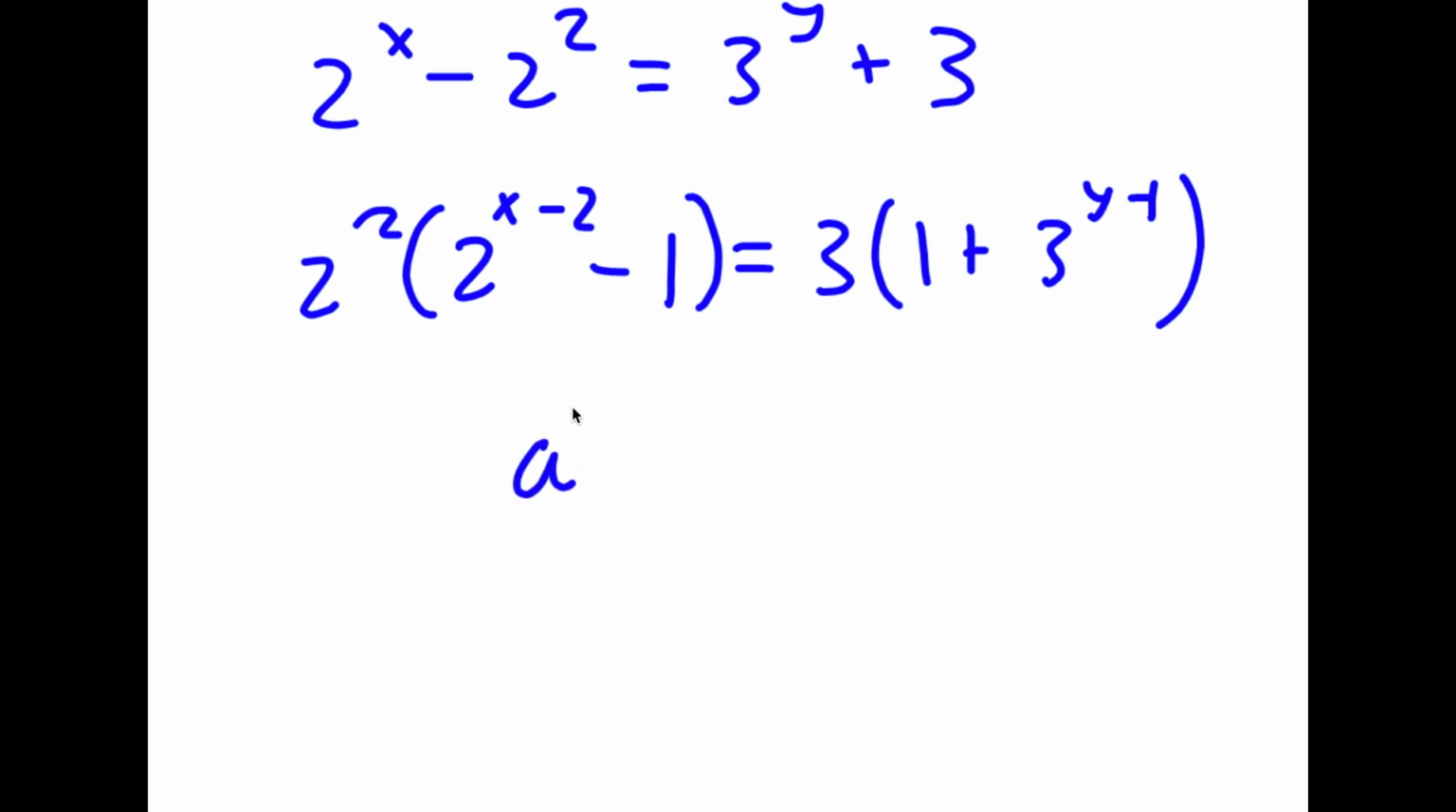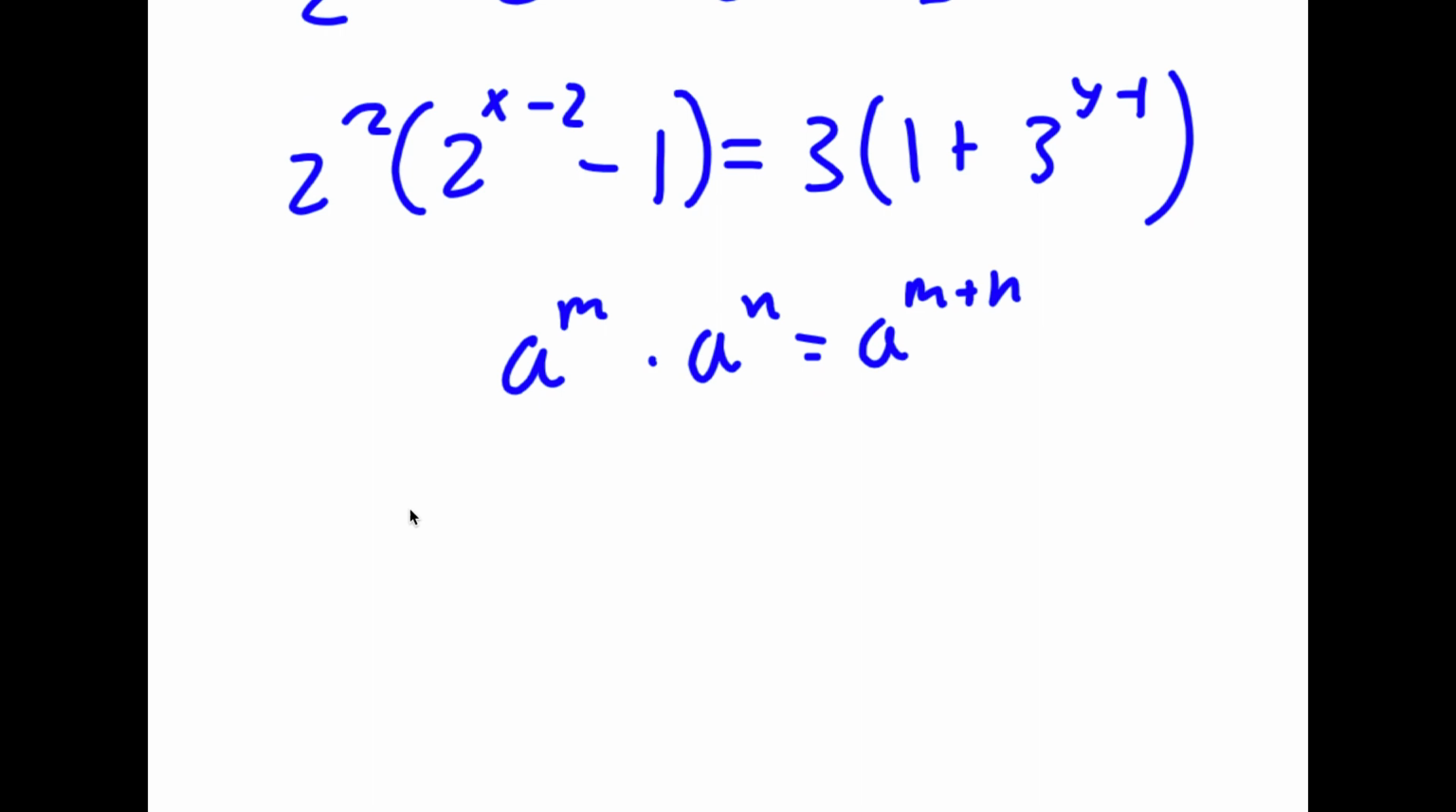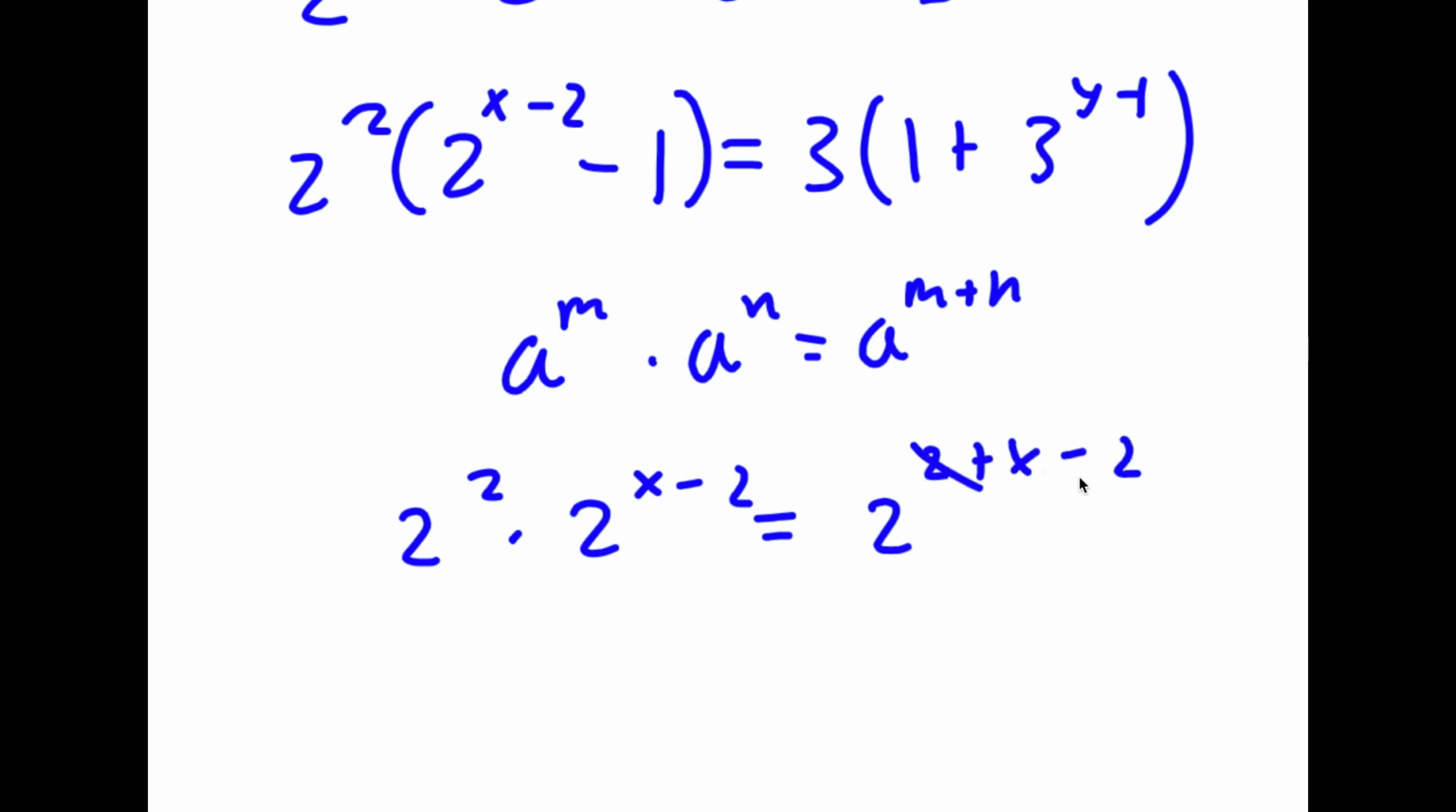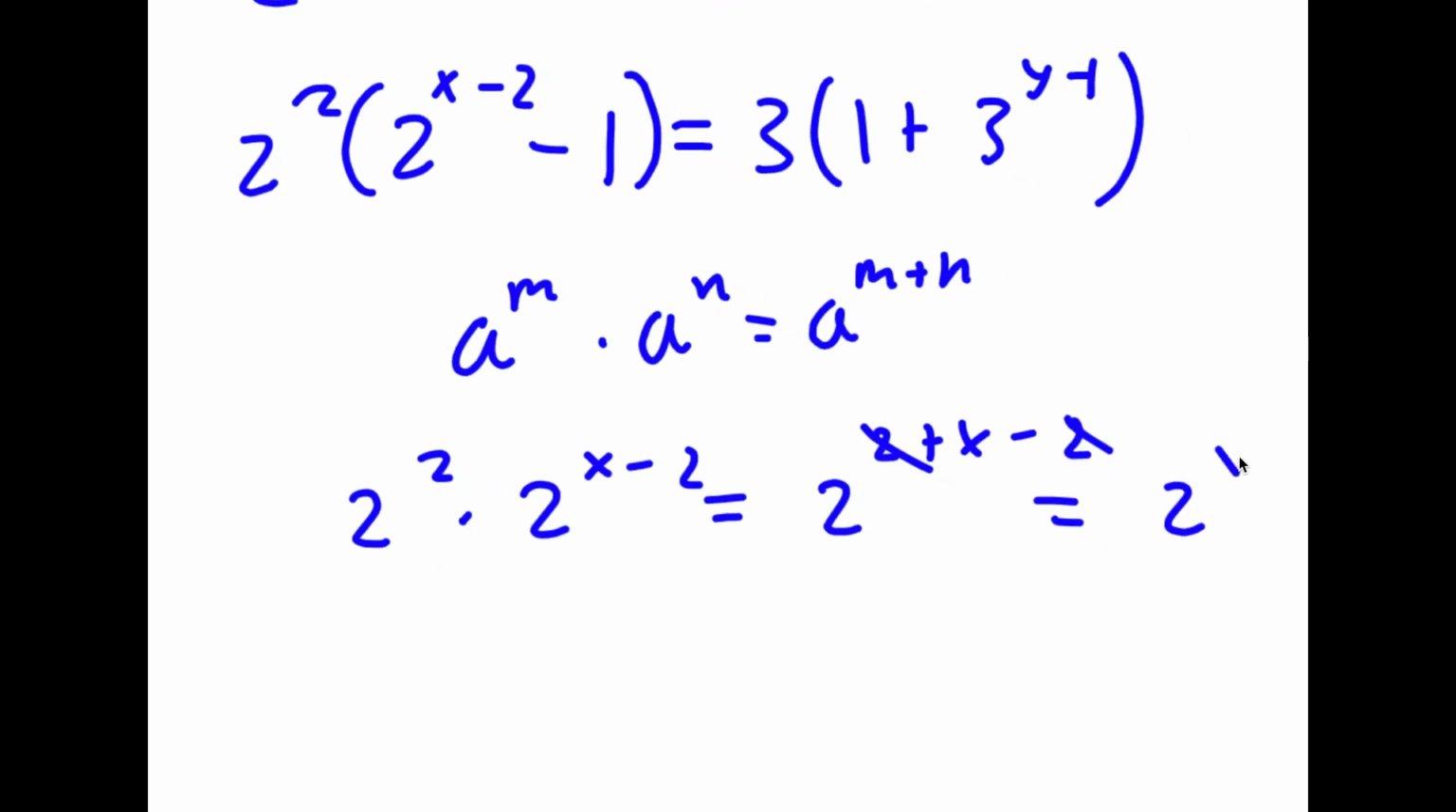Now, if I have something in the form a to the power of m times a to the power of n, this is equal to a to the power of m plus n. So 2 squared times 2 to the power of x minus 2, this is equal to 2 to the power of 2 plus x minus 2, which is equal to 2 to the power of x.